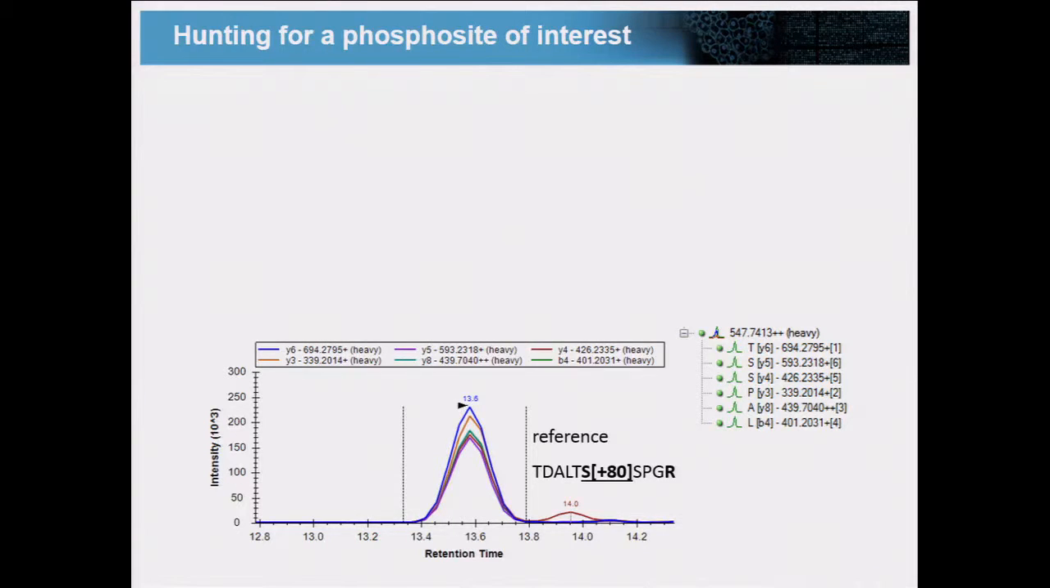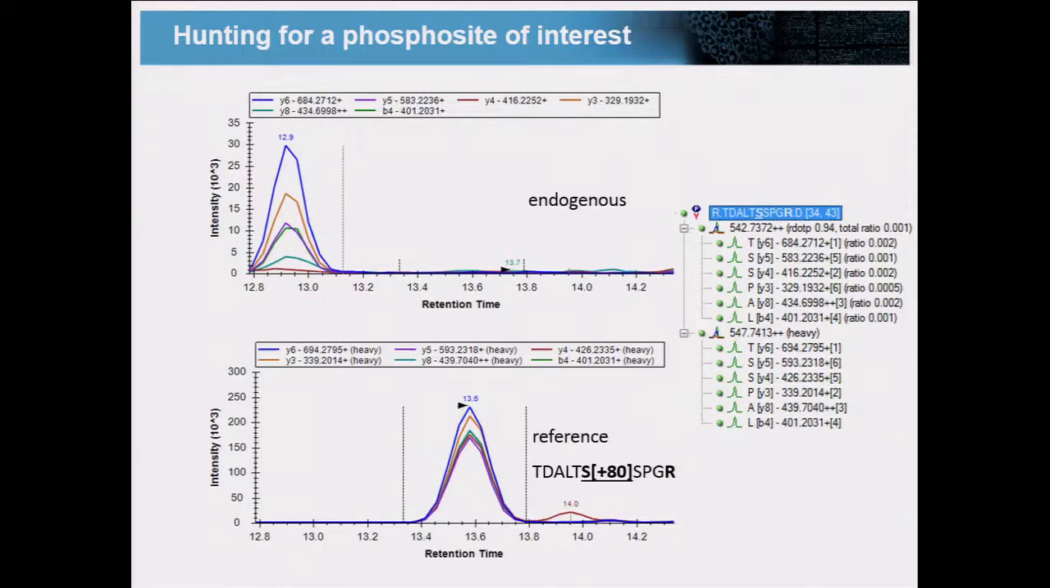So let's take another example. We ordered here a reference peptide. This is the sequence of the peptide that we ordered. These are the transitions that we used. And then we went and measured this in heavy and light form, and we got this phenomenon. What would you say happened here?